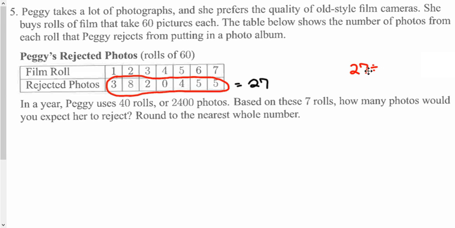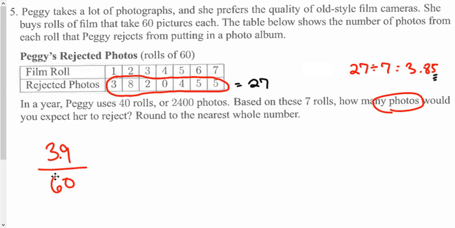Then we take 27 and divide it by the number of numbers there, 7, to find the average, and it becomes 3.85. I'm just not crazy about using two decimal places. They didn't tell me it had to, so I'm just going to use 3.9. So on average, 3.9 photos are rejected for each roll of film, and we want to know how many photos are rejected, not rolls, but how many photos.